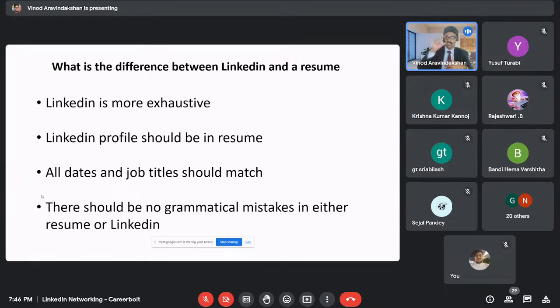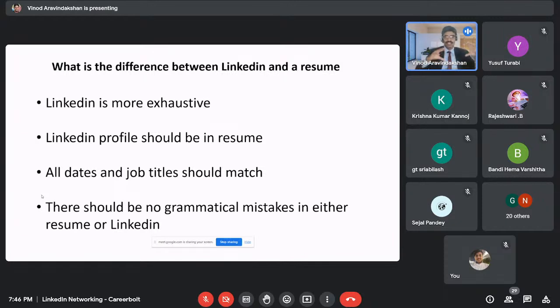So at the top of your resume, please mention your LinkedIn profile. That's very important. And if you cannot cover all the stuff in one page, you can put that stuff on LinkedIn. It's totally fine. You can put up whatever you want on LinkedIn, as much content as required. So LinkedIn is definitely more exhaustive.